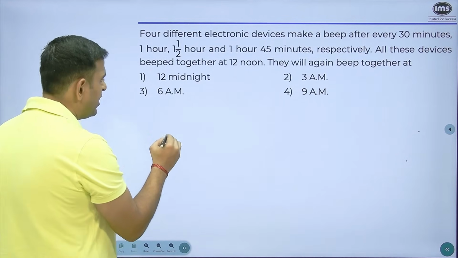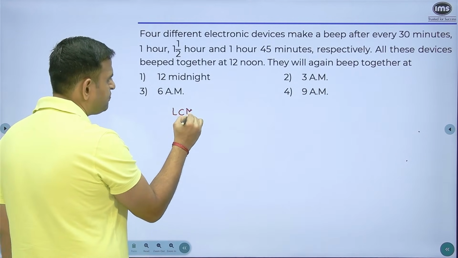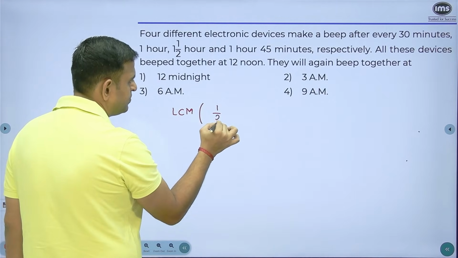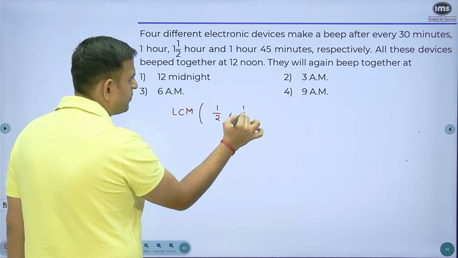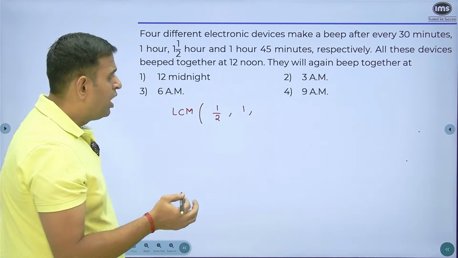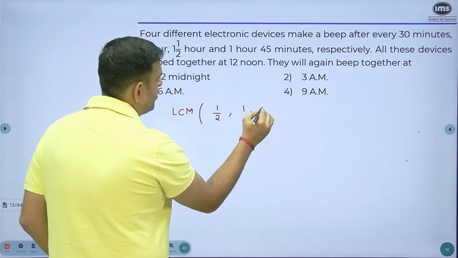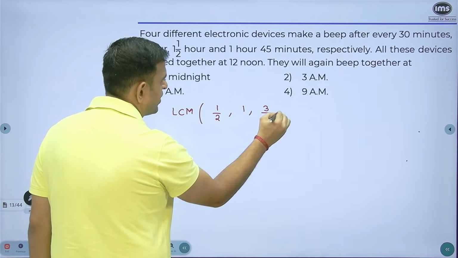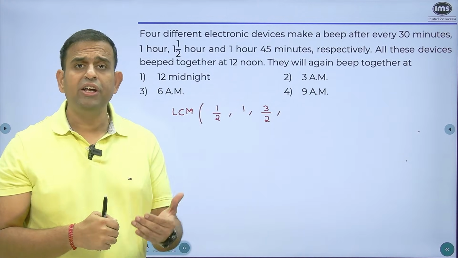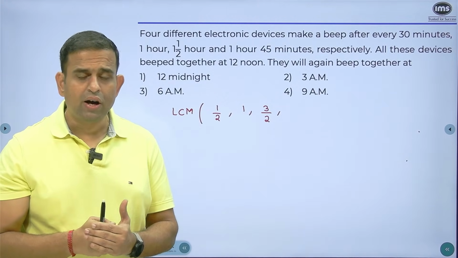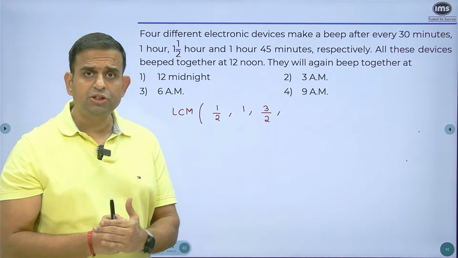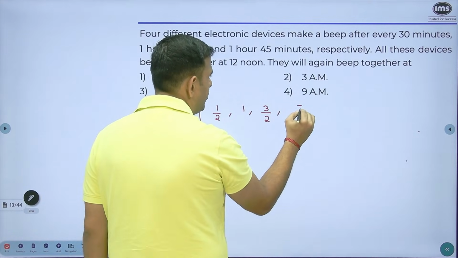So this time we will look at the LCM of the numbers: 30 minutes translates to half an hour. The second one is 1 hour. The third number is 1.5 hours. If I convert that into an improper fraction, that will come out to be 3/2. And then if I look at 1 hour 45 minutes, 45 minutes means 45 by 60 or 3/4 of an hour. 1 3/4 in mixed fraction, when converted to an improper fraction, will give you 7/4 of an hour.